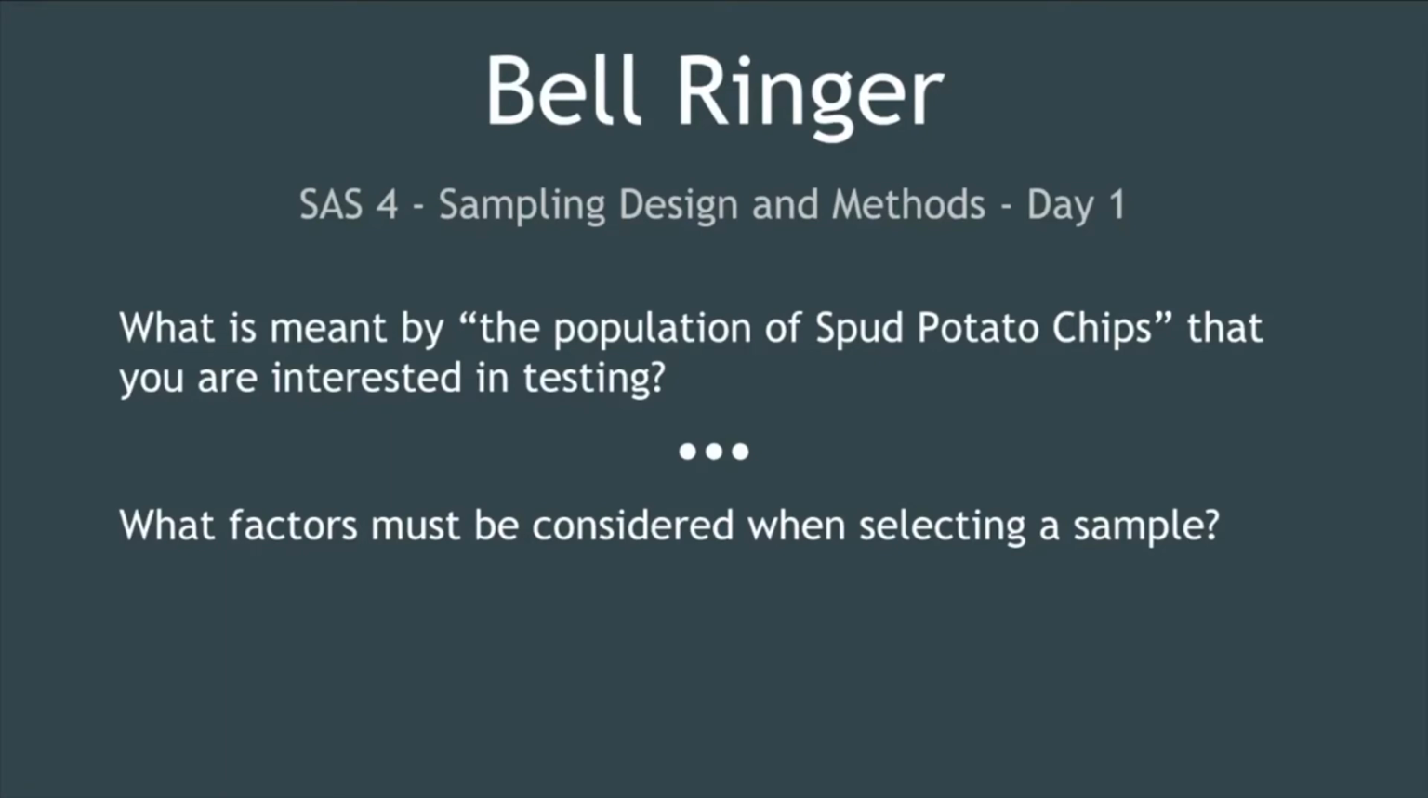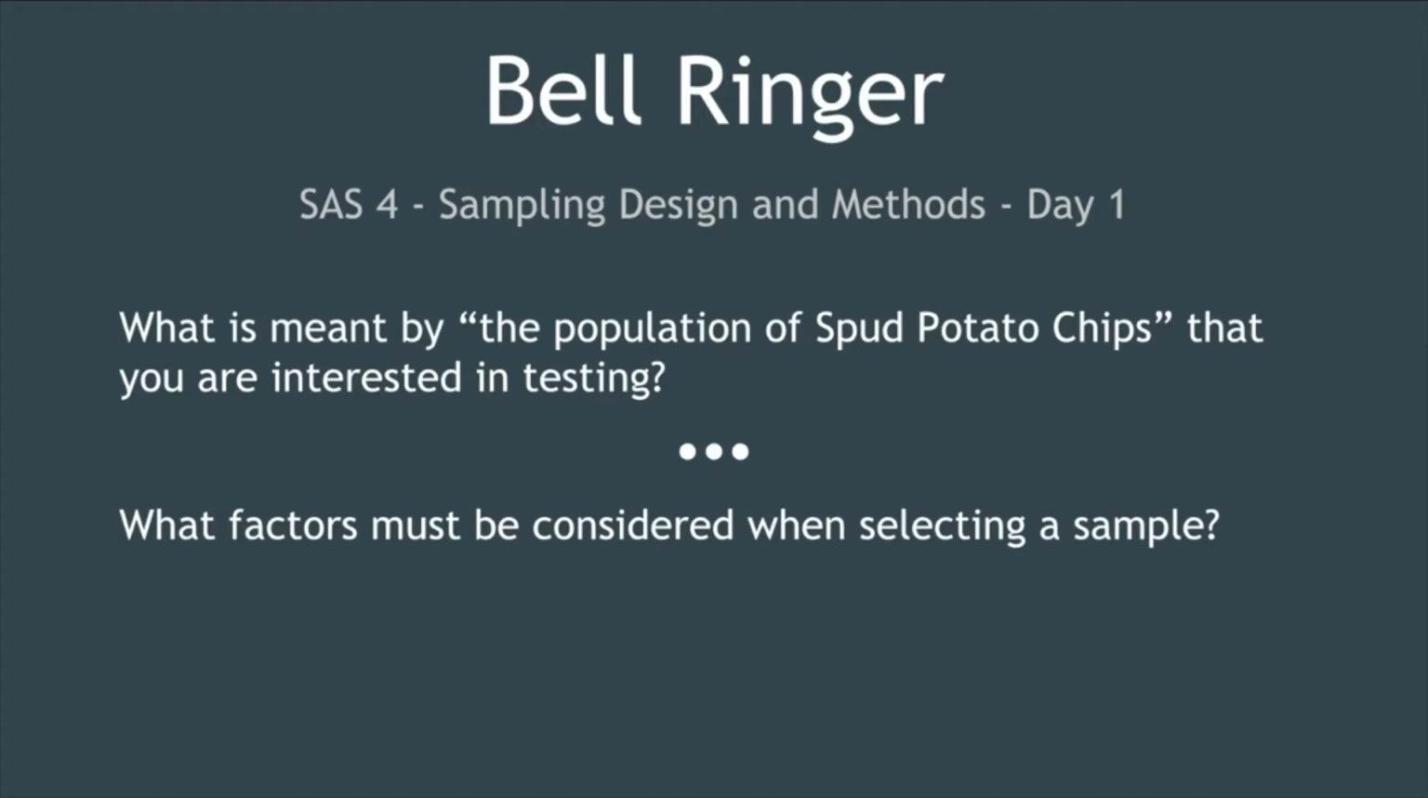Well, good morning. Today's lesson is day one of student activity sheet 4 in the book, Sampling, Design, and Methods. So the bell ringer starts. What is meant by the population of spud potato chips that you are interested in testing? And what factors must be considered when selecting a sample? Let's think about this for a second.